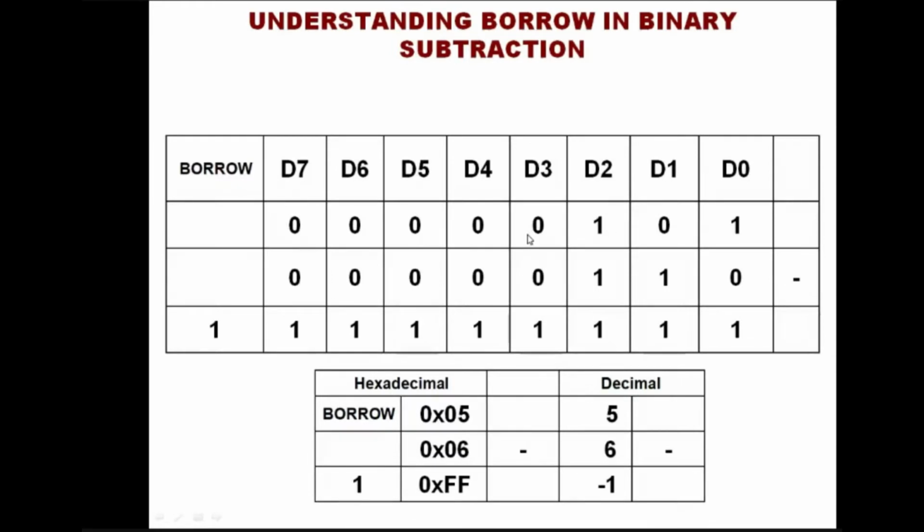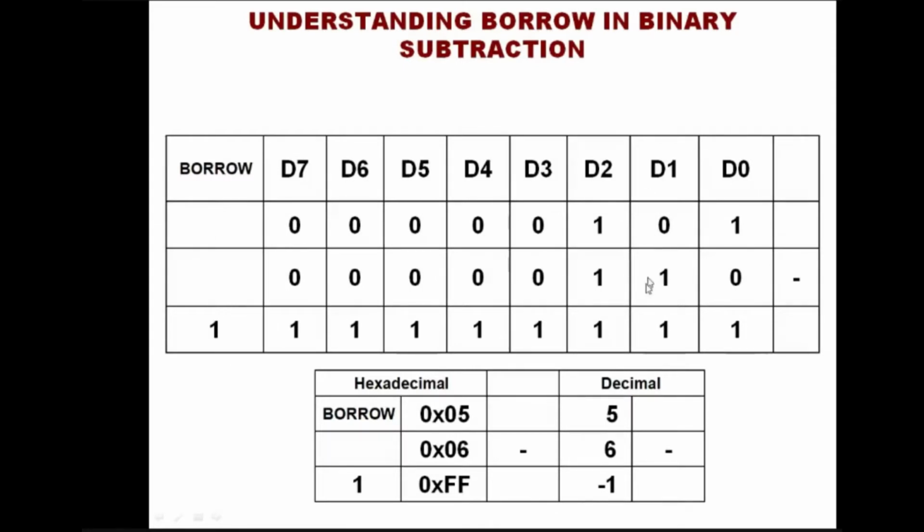So this was our earlier 10. By transferring the borrow, this was 1, so this 1 will be here. And this was already 1, so this 1 will be here. And like this, it goes on. So all the bits from D0 to D7 are 1. Here it will get a borrow, so the borrow flag will also become 1.